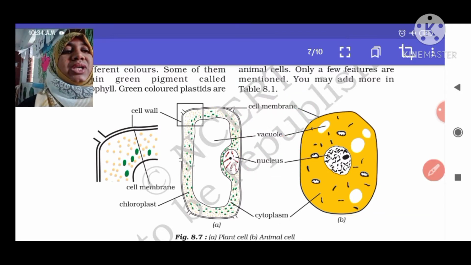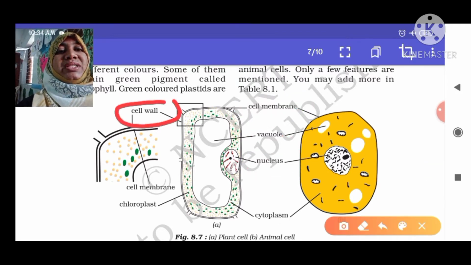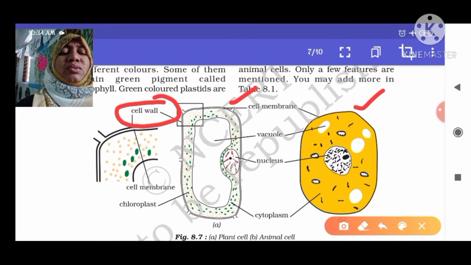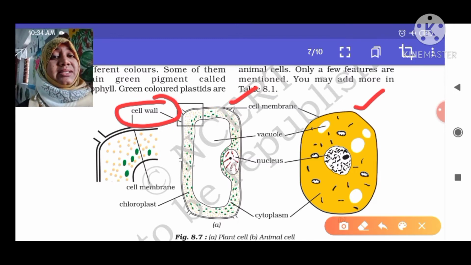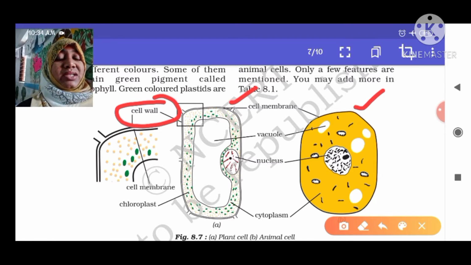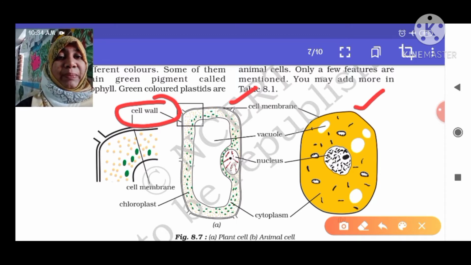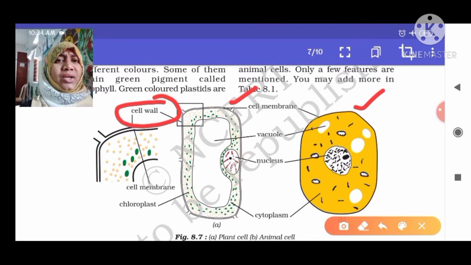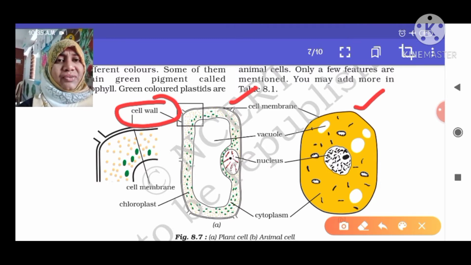Here as you see, the first difference is the presence of the cell wall. The cell wall is present in the plants, but the cell wall is absent in the animal. So what is the reason why the cell wall is necessary for the plants and why it is not necessary for the animals? As we know, the animals are moving. They are always moving for food, clothing and shelter. While plants, if you see, are stationary. They are fixed at a point. They are not moving at all.